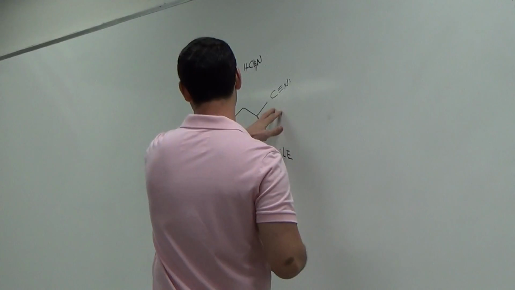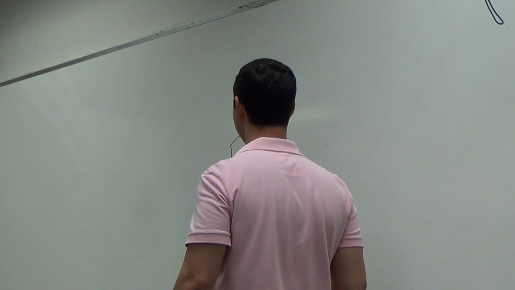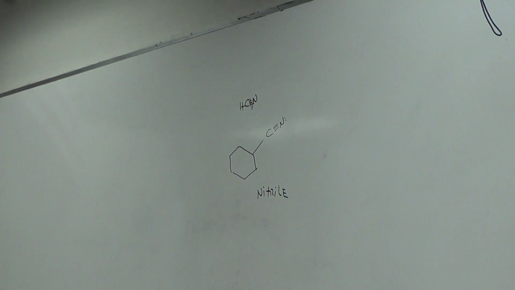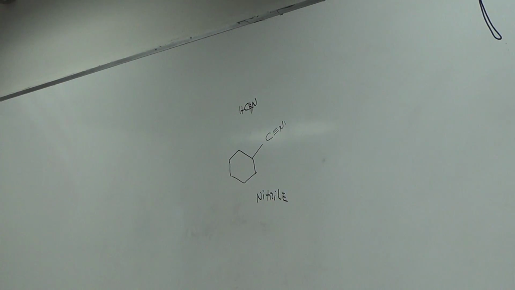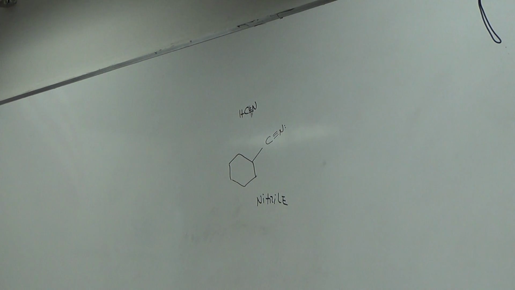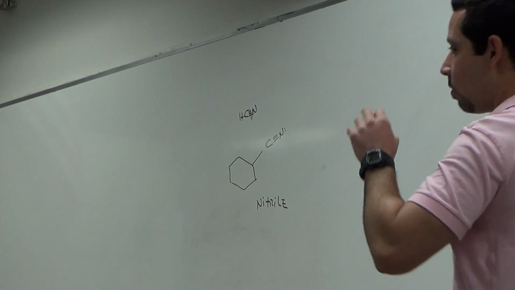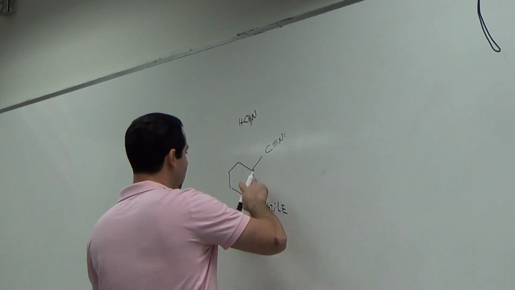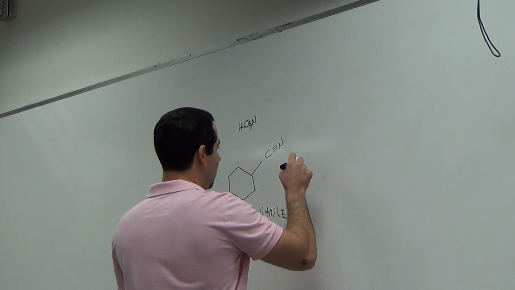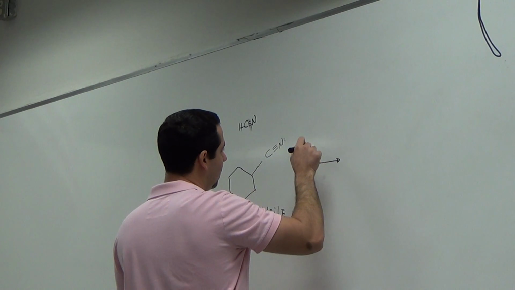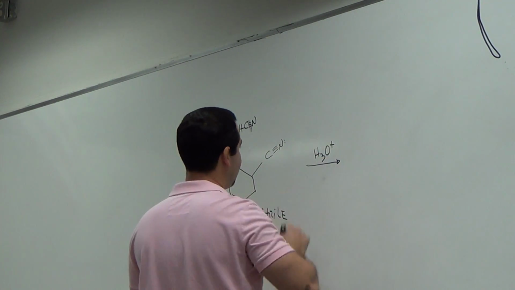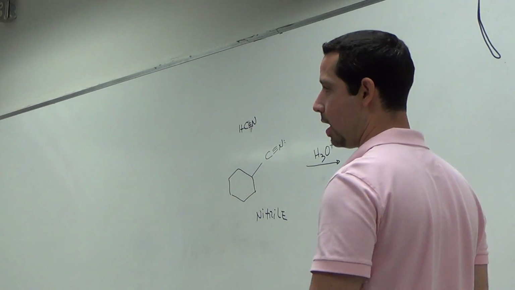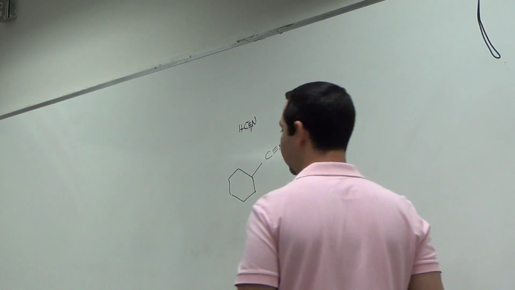So this is a nitrile, and we can get it from doing what? From some type of nucleophilic substitution, yes? Maybe SN1, SN2. How many others do you know? Just 1 and 2. So after this is there, if I treat it with H3O+, so water and an acid, what do you get?